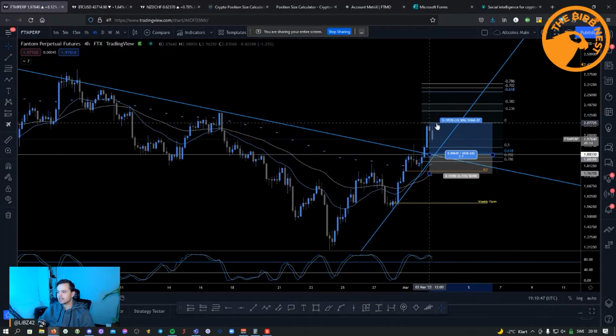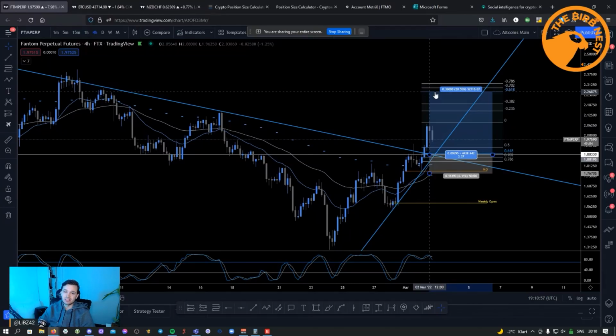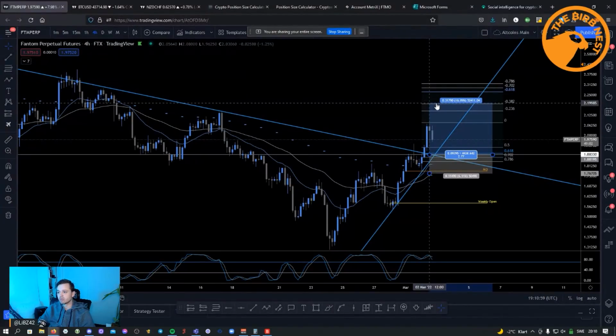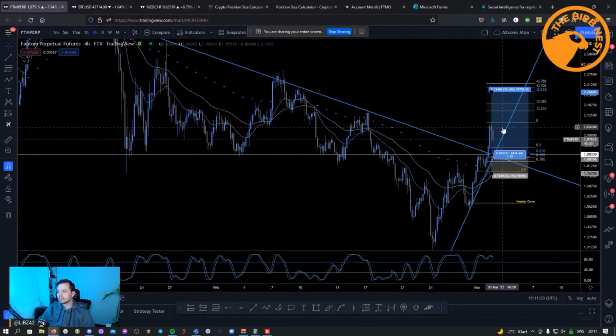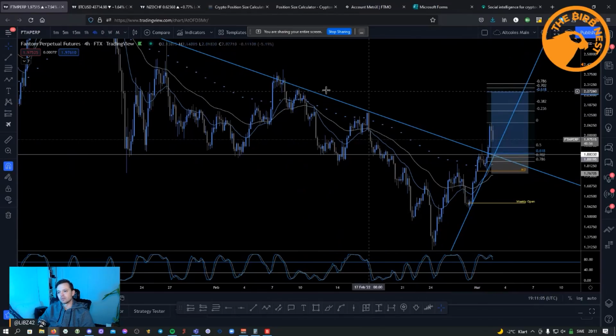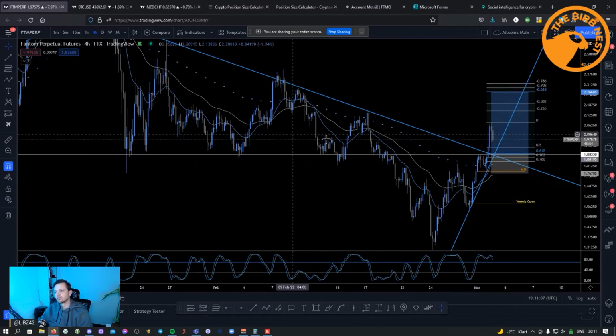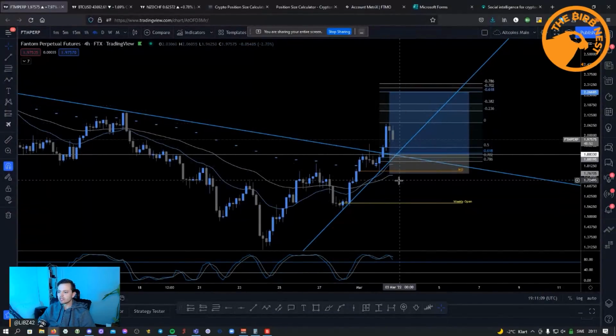So TP1 would be at 1.7. Very respectable TP. TP2 at around 2.3 and TP3 at around 3.4. And if you follow my TP strategy, the average R of this trade would be around 2.8. So pretty good, right? And I really like the fact that these fibs also align quite nicely with horizontal levels to the left, right?